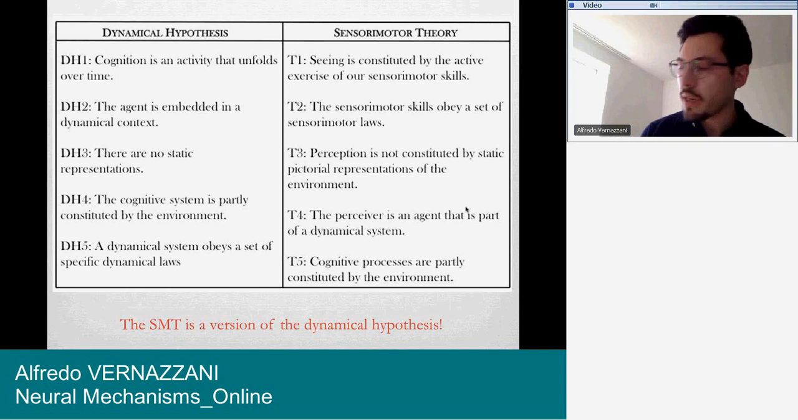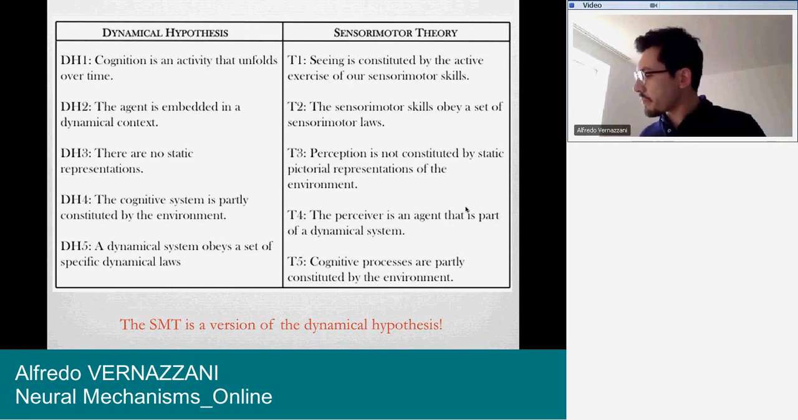Now, as I said again, I want to stress that the dynamical hypothesis is not equivalent to dynamic system theory. We have on the one hand dynamic system theory, which makes some particular claims about how to study cognition. It makes use of the mathematical tools of dynamic systems, but it's not equivalent to the dynamical hypothesis, which is a particular philosophical interpretation of what dynamic system theory affords. So we should distinguish them.